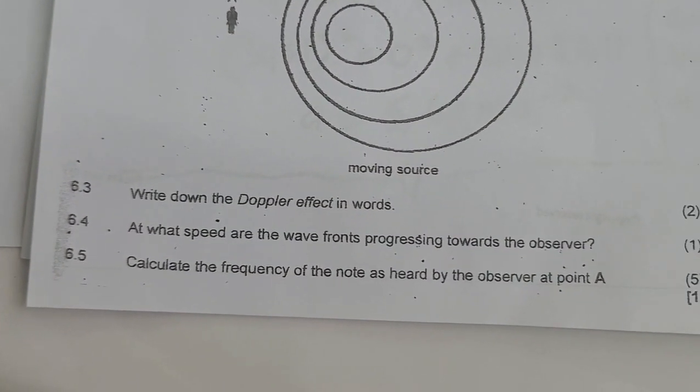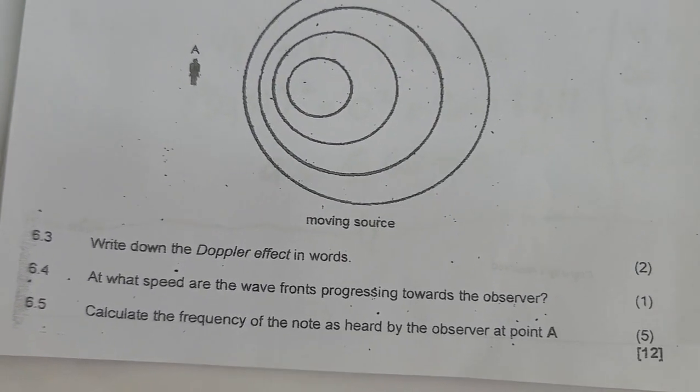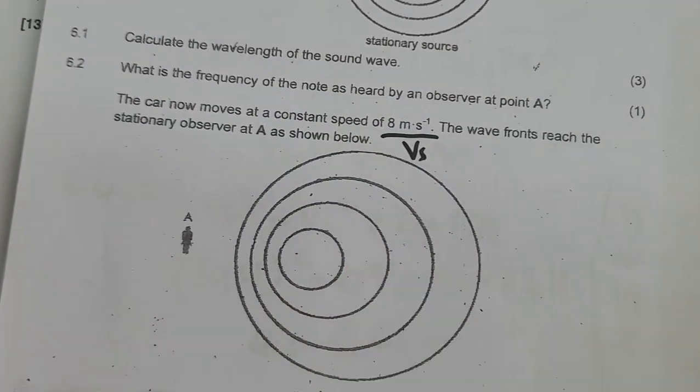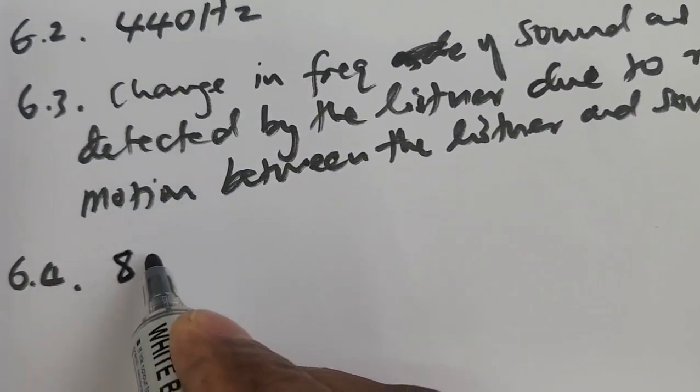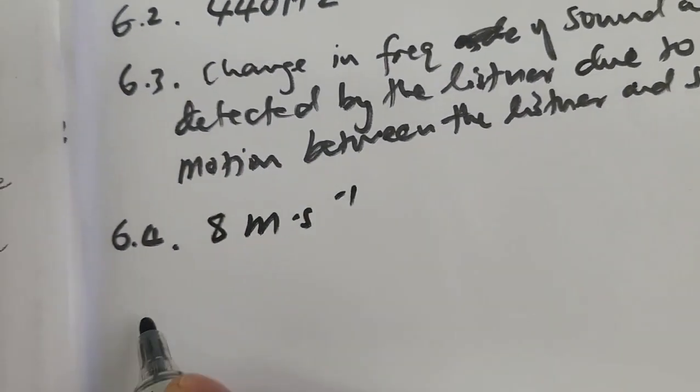At what speed are the wavefronts progressing towards the observer? You see the car is moving, and at 8 meters per second, even the waves will be having the same speed, 8 meters per second.